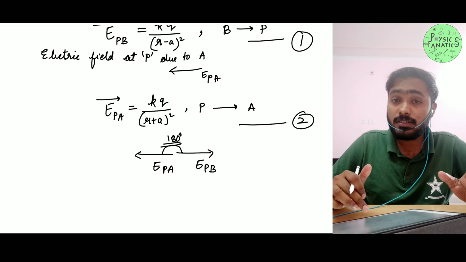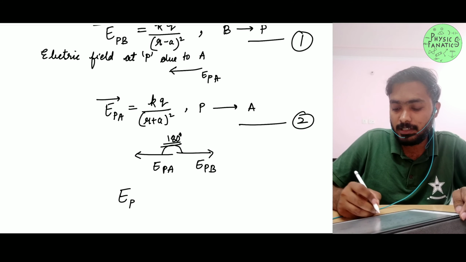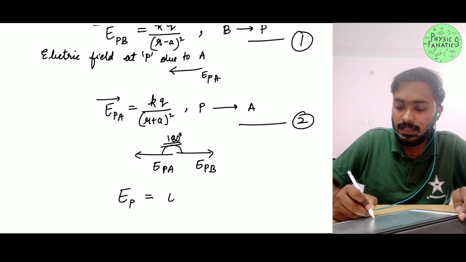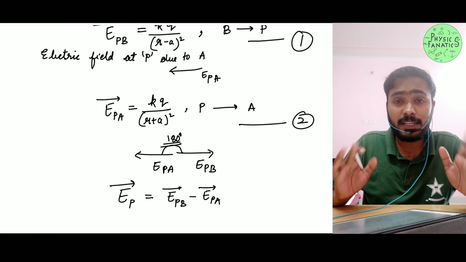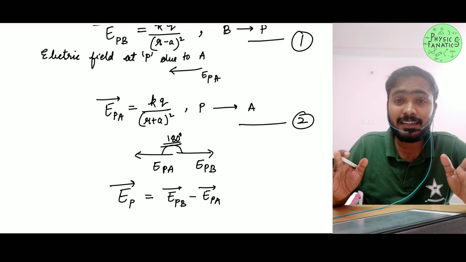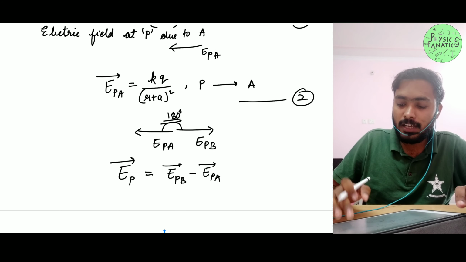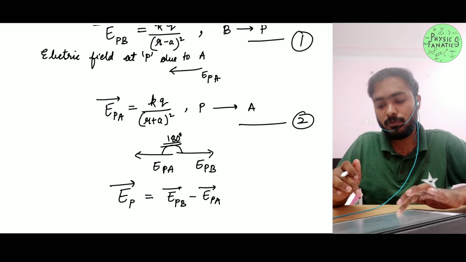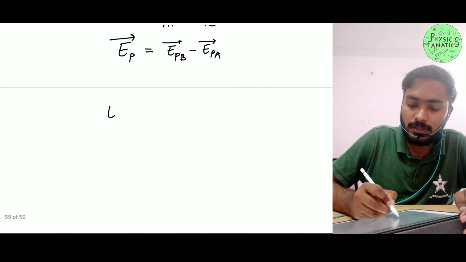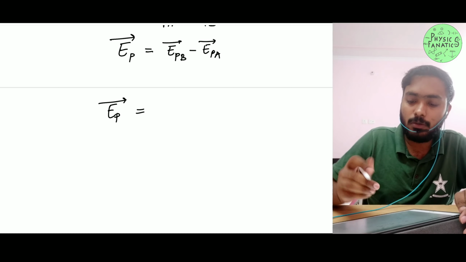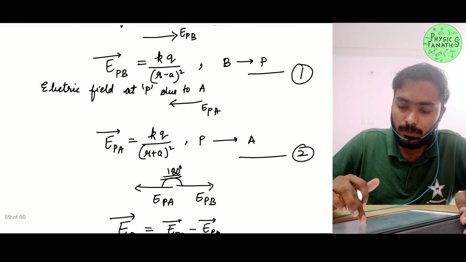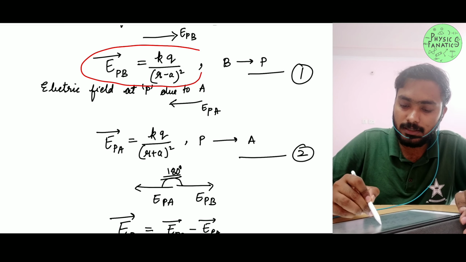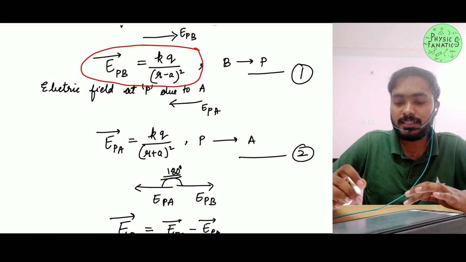So whenever this condition comes, the net electric field, or the electric field at P, let me call it the net electric field, is simply given as EPB minus EPA. That means the bigger one minus the smaller one is always the answer. I hope that is understandable. Clear? Great. So all I have to do is place the values. Let me move to the next page and we will place the values. So EP. Okay, what is the value of EPB? EPB is kq upon R minus A.